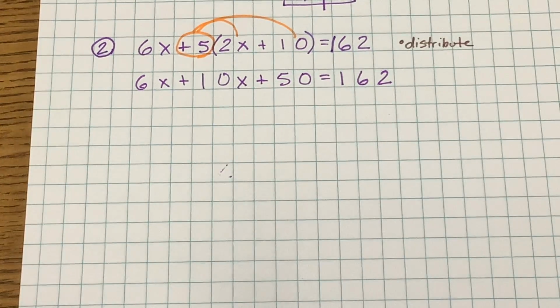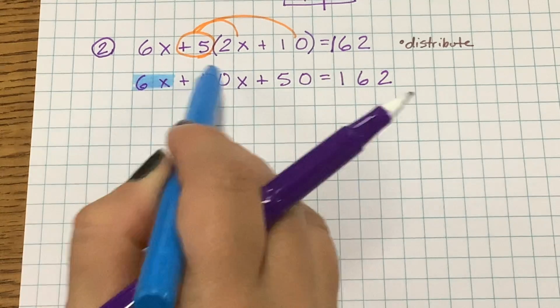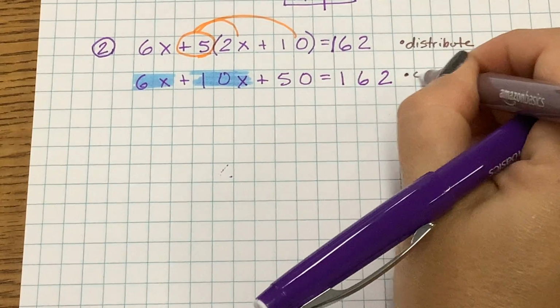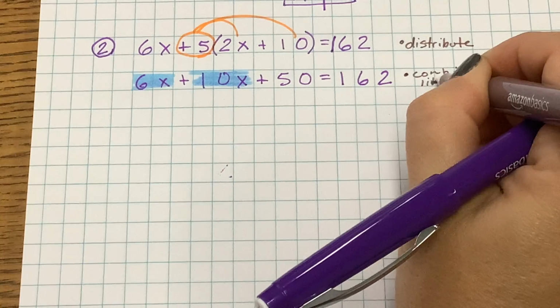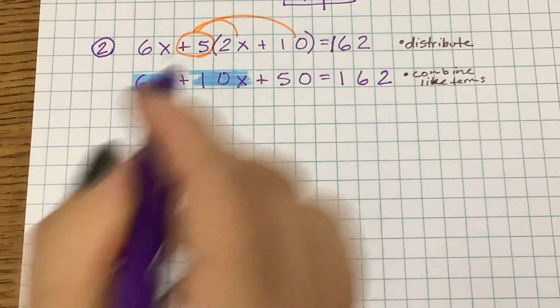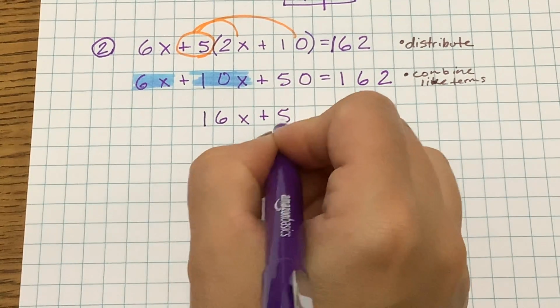Okay, now we check to see if we need to combine like terms. Are there like terms to combine? Yes. What are they? 6x and 10x. Okay, so we're going to combine those, and combine means to add. So 6x and 10x is 16x, and bring everything else down.